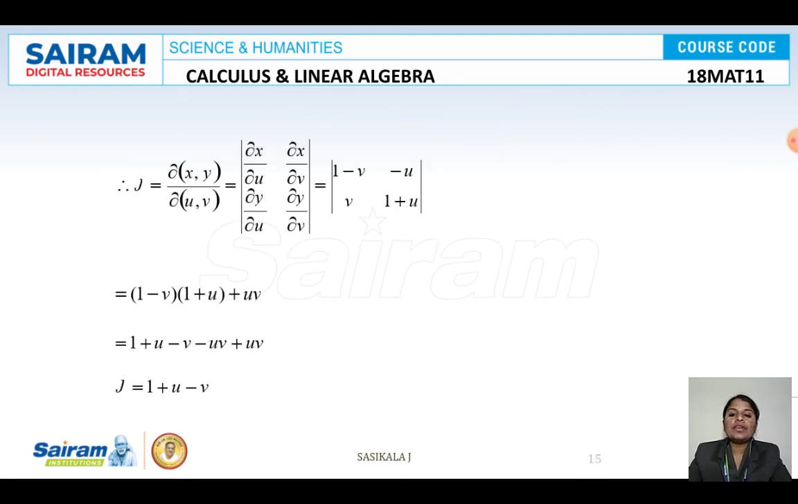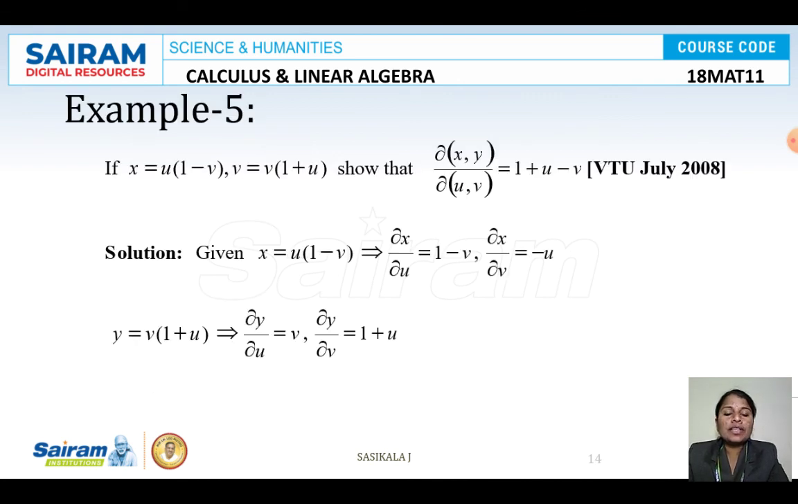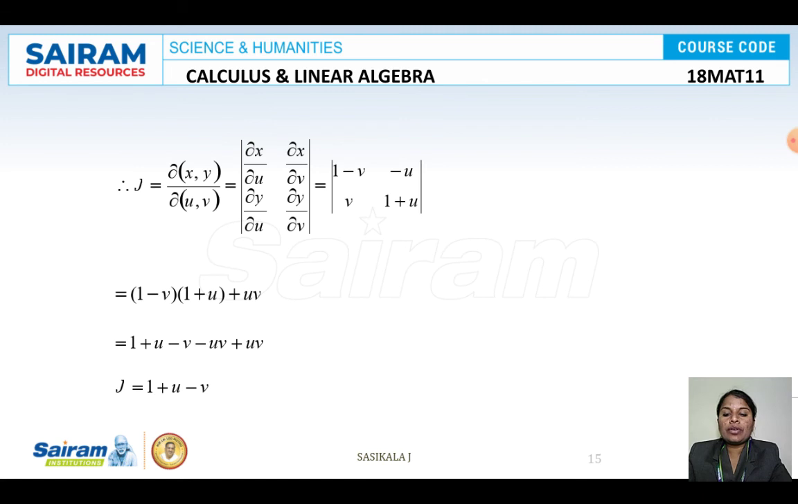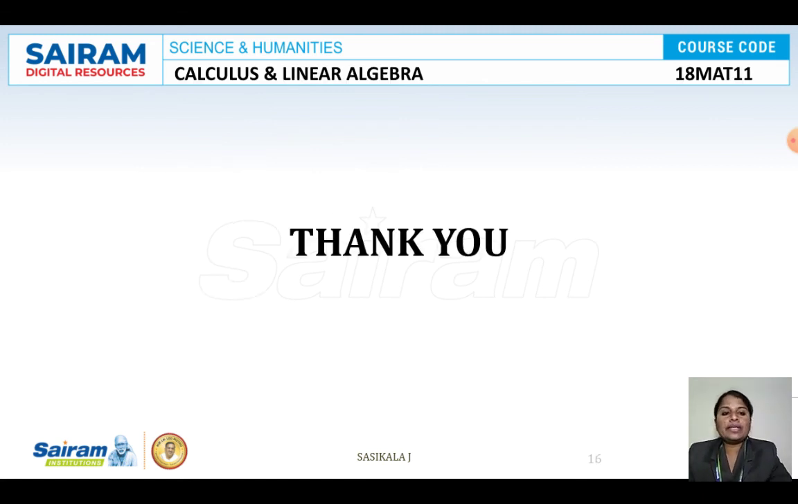Just substitute into the Jacobian, do the cross multiplication and check what you are getting. It is 1 minus v into 1 plus u, plus uv, which gives 1 plus u minus v minus uv plus uv. Minus uv plus uv will get cancelled. So J is equal to 1 plus u minus v, which is what we needed to prove. Okay, so that's all for the Jacobians. All the problems have been covered. Thank you.